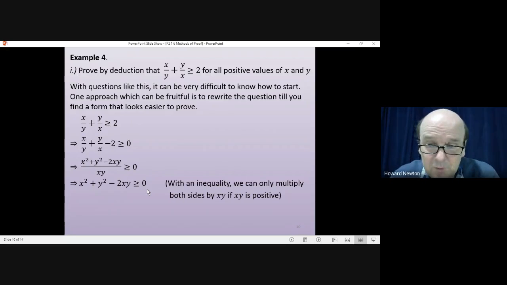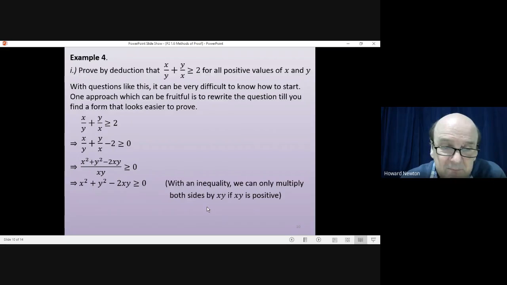It is important with this that you write down that we're allowed to do that because we can only multiply both sides of an inequality if xy is positive. But we know that it is because of what they told us in the question. So they've told us that we're only trying to prove this for positive values of x and y. Well, if x and y are both positive, that means xy itself is also positive. So there's no problem doing that.